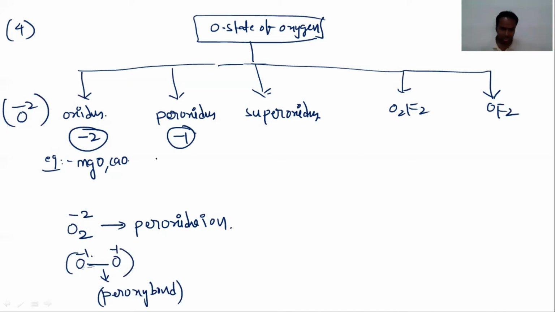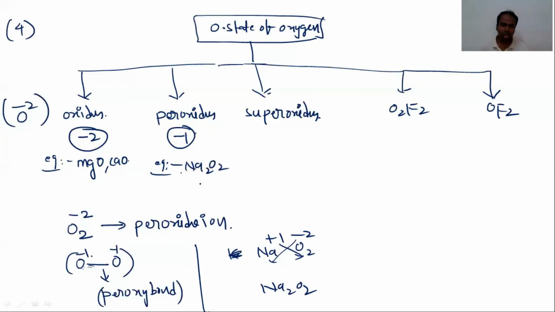Some examples. I want to make the formula of sodium peroxide. Sodium is Na+1. What is the peroxide anion? O2 -2. Then crisscross the charges here. It forms Na2O2. That is a peroxide. Hydrogen peroxide, H2O2. So these are the peroxides. In peroxides, the oxidation state is -1.